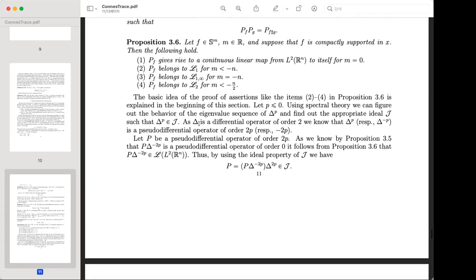As the Laplacian is a differential operator of order 2, we know that the Laplacian to the P is a pseudo-differential operator of order 2P. Of course, this also involves some analytic arguments in the pseudo-differential property, but I think at least conceptually or formally you can see this. So how can we prove the ideal property of the general pseudo-differential operator associated with a certain symbol?